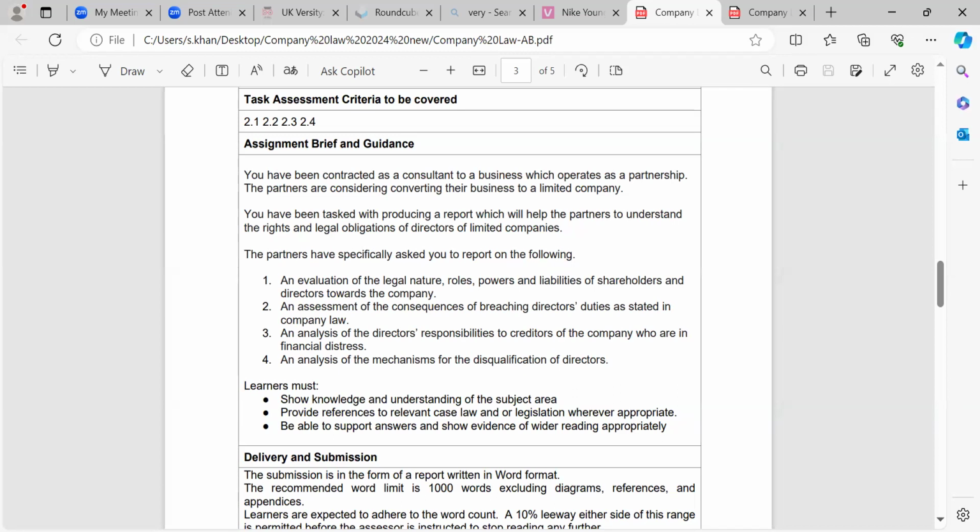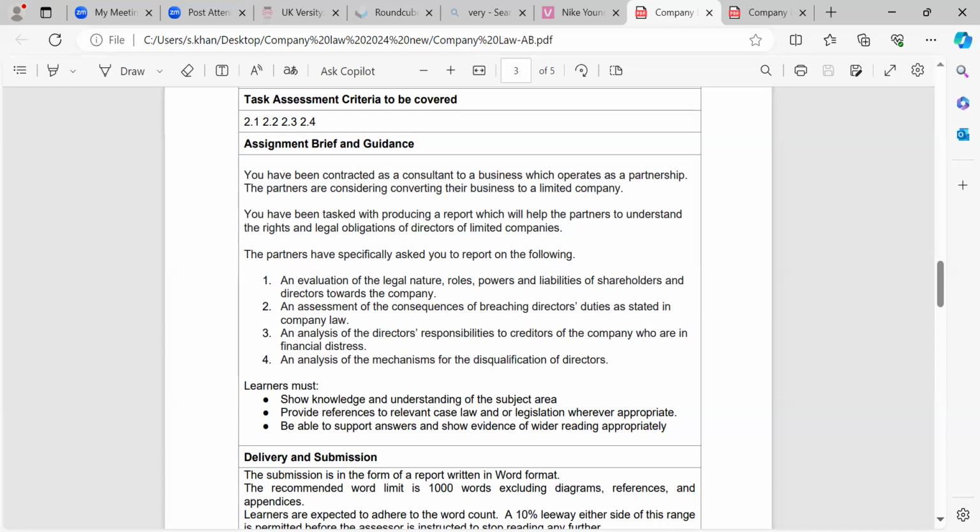Number 1, an evaluation of the legal nature, roles, powers, and liabilities of shareholders and directors towards the company. Number 2, an assessment of the consequences of breaching directors' duties as stated in company law. Number 3, an analysis of the directors' responsibilities to creditors of the company who are in financial distress. And number 4, an analysis of the mechanisms for the disqualification of directors. Again, this is covering 2.1, 2.2, 2.3, 2.4.